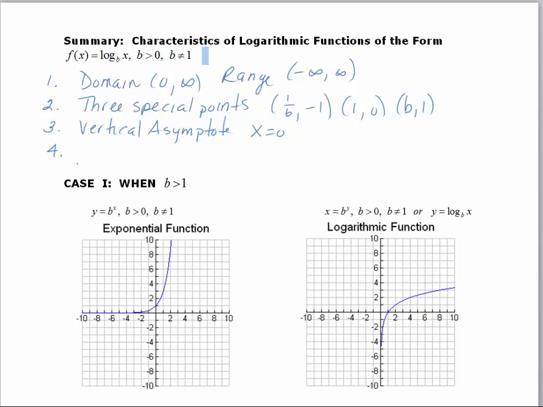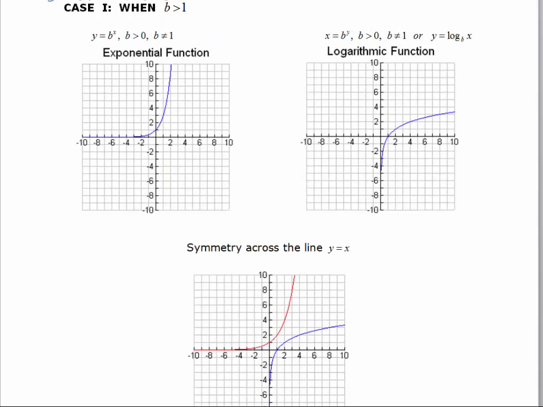What we also know, and this is true of both, is that when b is greater than 1, the function is increasing, for both exponential and logs. And when b is between 0 and 1, in other words a proper fraction, both logarithmic and exponential functions are decreasing. And the last thing true of both is that it is a one-to-one function, and therefore it has an inverse. So let's quickly recap the graphs.